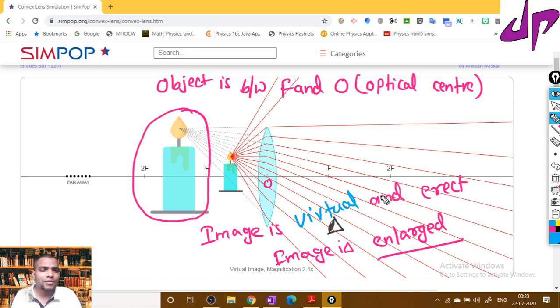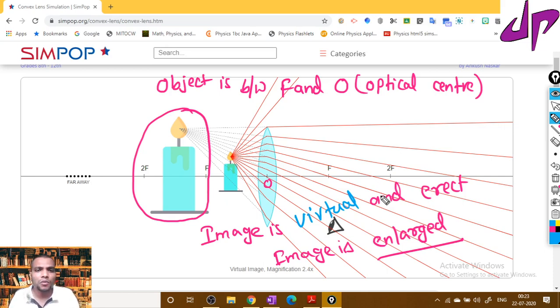So how can we say it's a virtual image? If the image forms on the same side of the object, we call that image a virtual image. And here we can see the size of the image is enlarged, bigger than the object size, and the image is erect. Erect means straight.